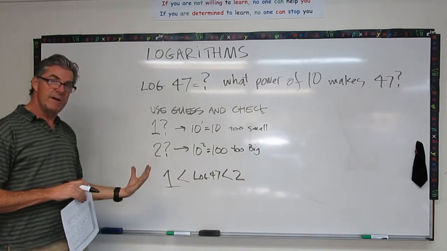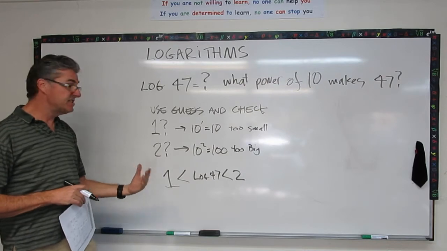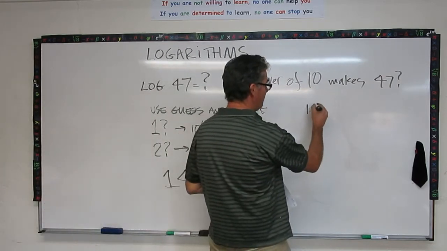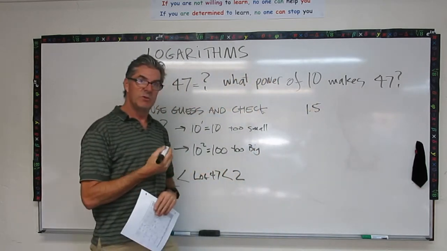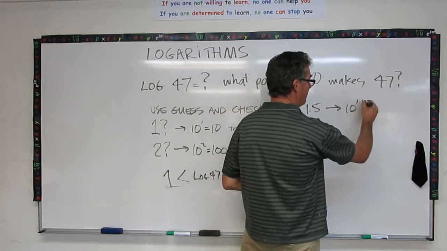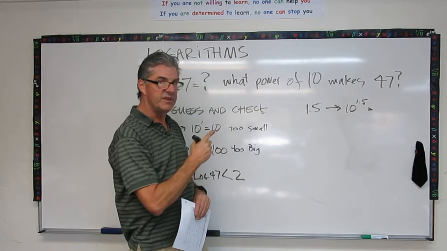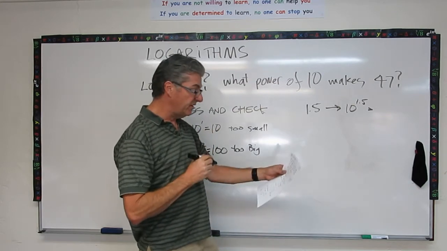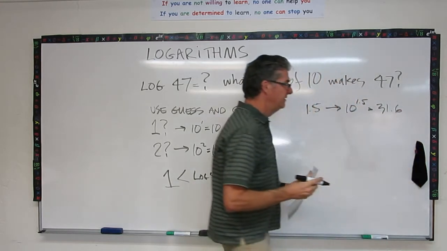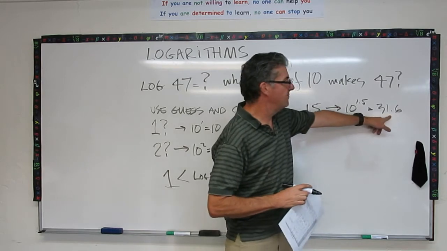So now we can finish up using guess and check and find out. And yes, you can have decimals in the power. So we're going to try that. So we're going to try 1.5. What if log of 47 was 1.5? So what we have to do is 10 to the 1.5 power. This is where you get out your calculator. You can't really do this without one. You put it in your calculator and you're going to get 31.6. Okay?